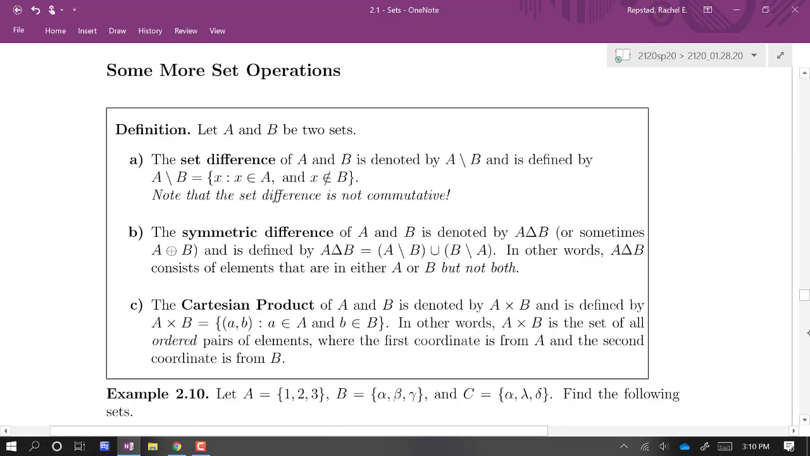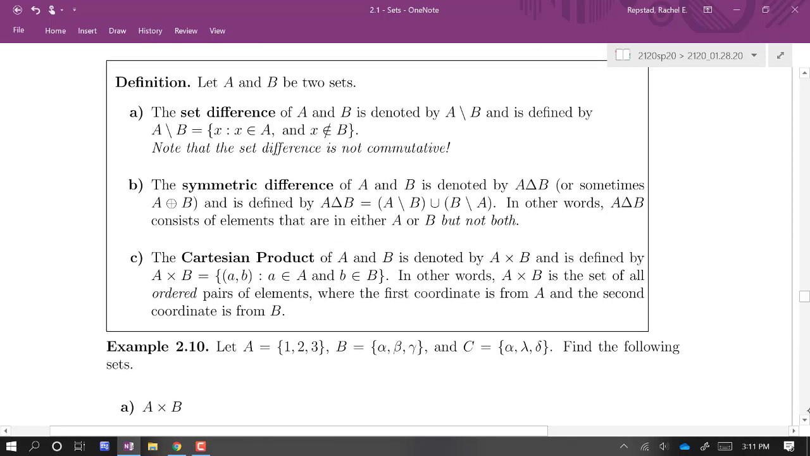Let's look at some more set operations. The set difference of A and B is denoted with a little backslash. Some people actually use a subtraction sign, but that's less common than the backslash. For the set difference you take the set A, and anything that's in A that's also in B, throw it out. Like throw out the intersection. We'll note that the set difference is not commutative, right? If I start with A and throw out anything that's in B, I'll get a different set than if I start with B and throw out anything that's in A.